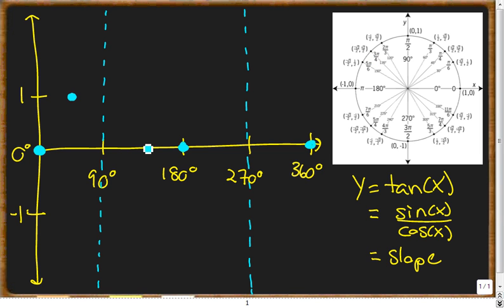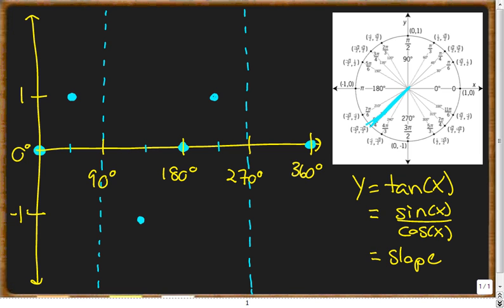So in between 90 and 180. Well, it looks like it's -1, doesn't it? So, right, it's the opposite slope. It's going down as it's moving from left to right. So it's actually -1. Now, when we move to let's say 225 degrees, well, look at this. This right here looks like it has a slope of about 1.